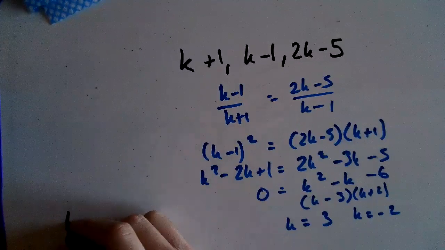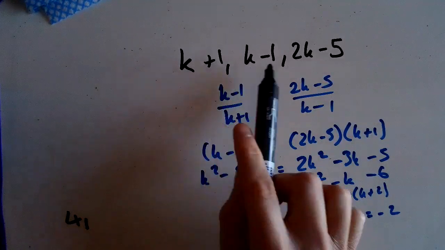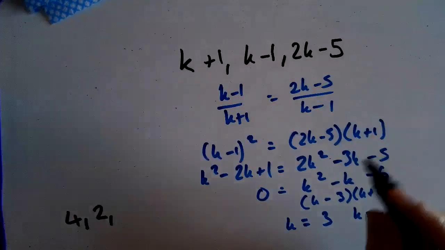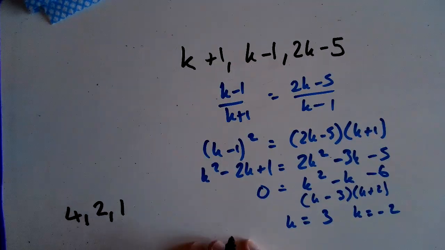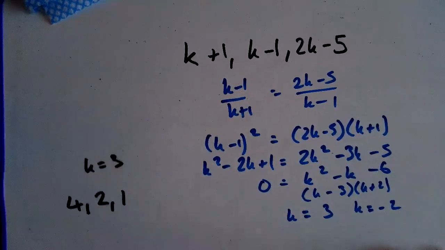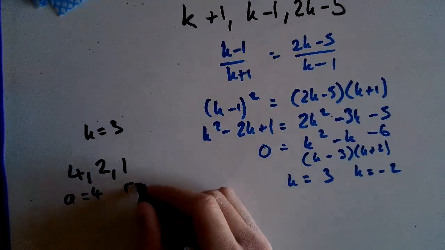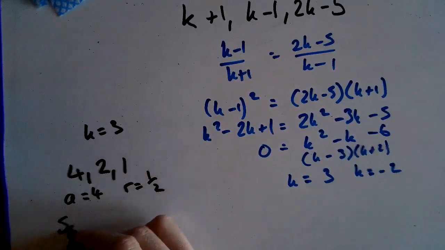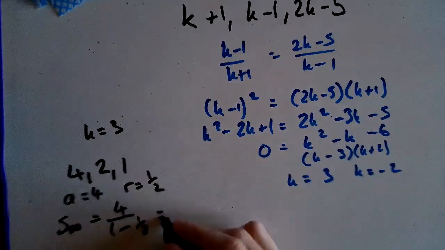I would have 4, because 3 add 1 is 4, 3 take away 1 is 2, 2 times 3, 6, take away 5 is 1. So here look, with the sequence if k was 3, a would equal 4, r would equal a half. So the sum to infinity using the formula a over 1 minus r would give me 8.